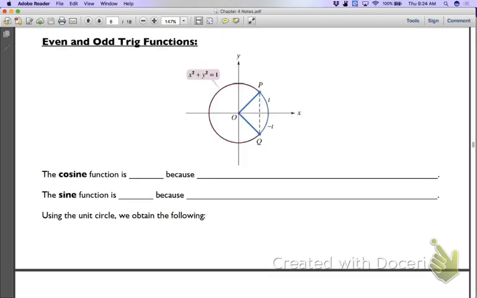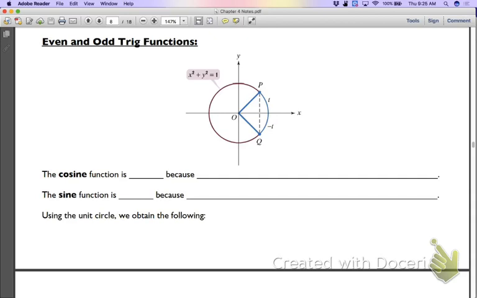Whenever we talk about even and odd trig functions, remember that a function is even if no matter what value of x I plug in, if I plug in the negative version, I'm going to get the same y value. In Algebra 2, y equals x squared was an even function, because if I plugged in a positive 4 and squared it, I would get a positive 16. If I plugged in a negative 4 and squared negative 4, I would still get a positive 16. My values would still match.